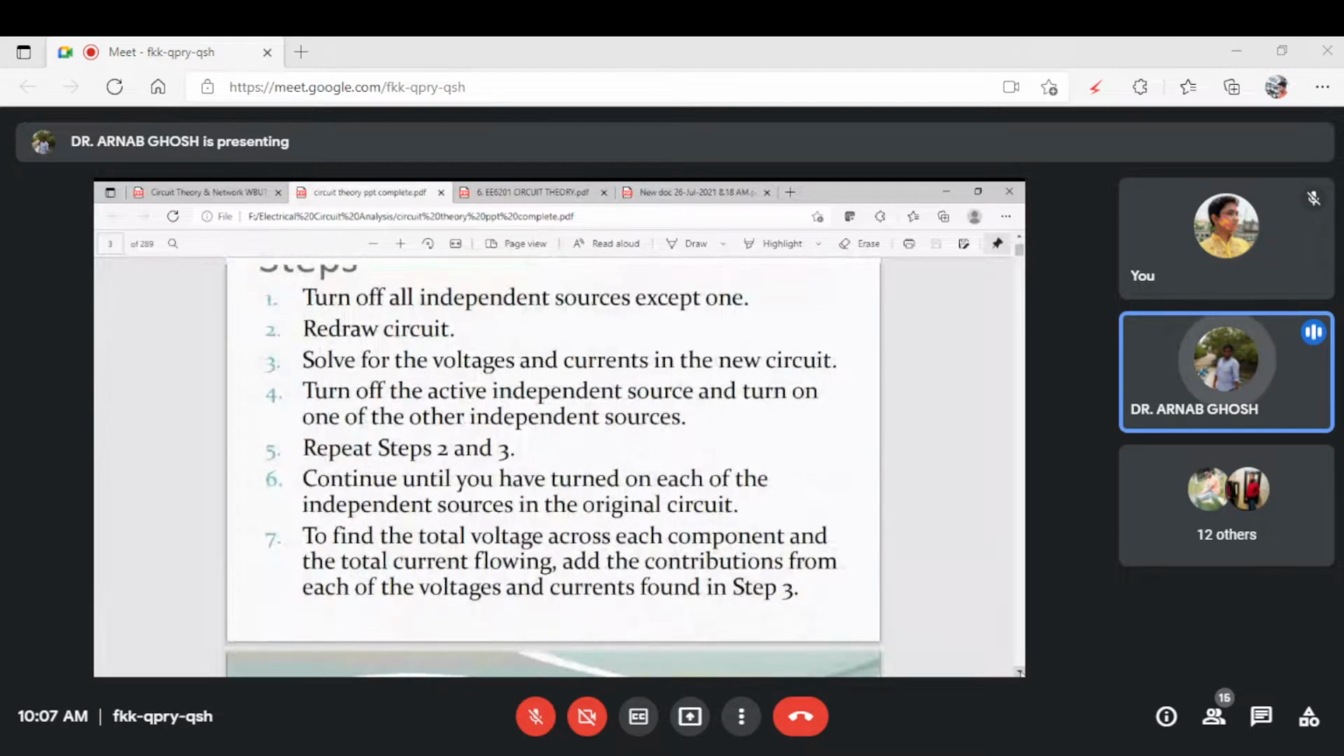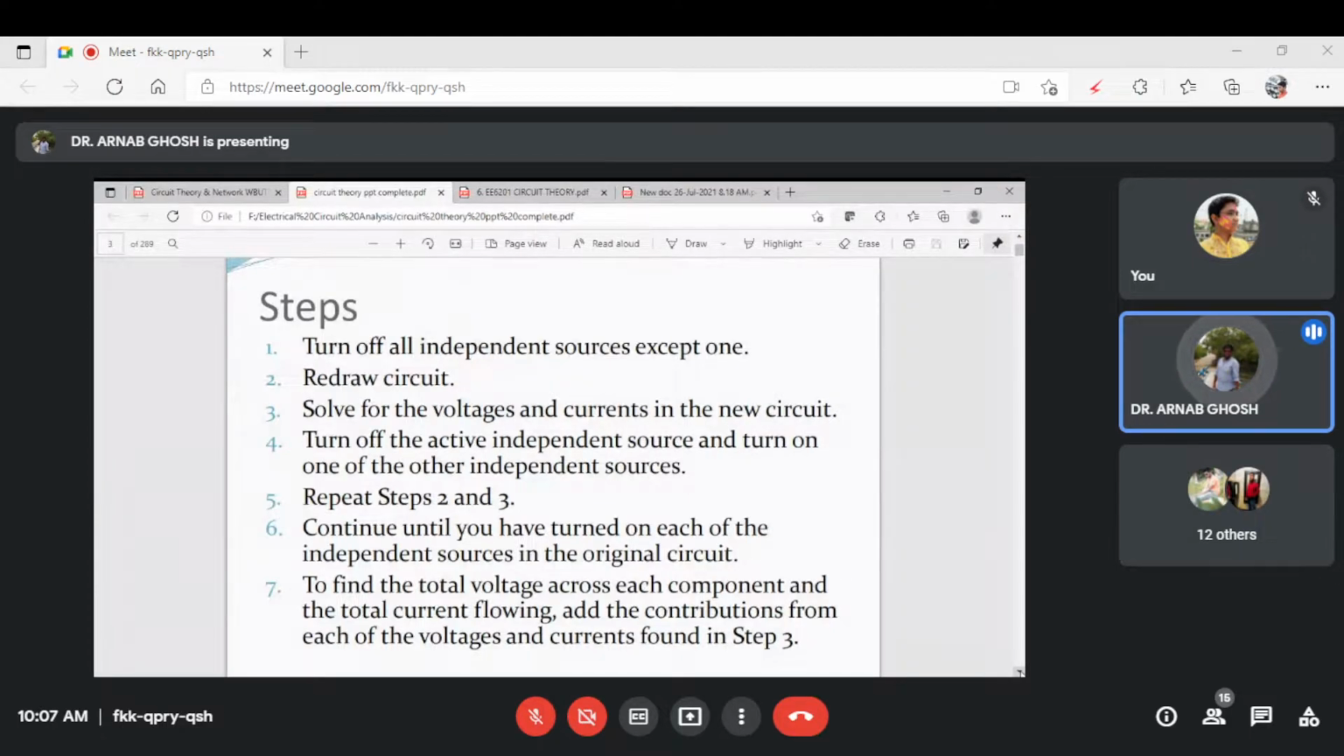So what are the steps? First you have to turn off all the independent sources except one. You select any one source, turn off all the other independent sources and replace them by their internal resistances. Now you redraw the circuit considering only one independent source. Then you calculate the voltage and currents across each branch by considering that independent source only.